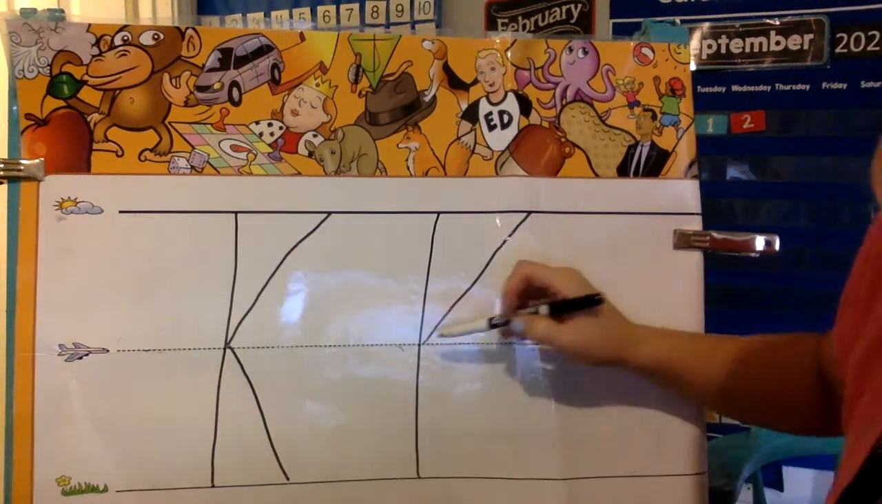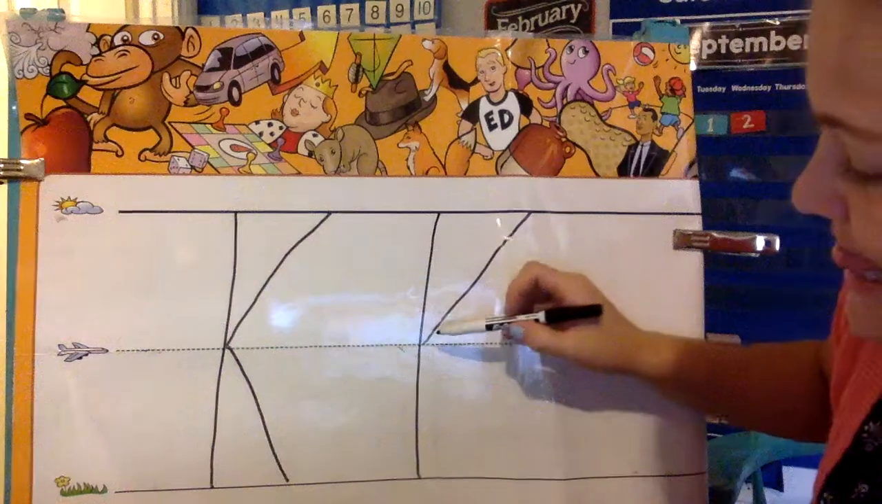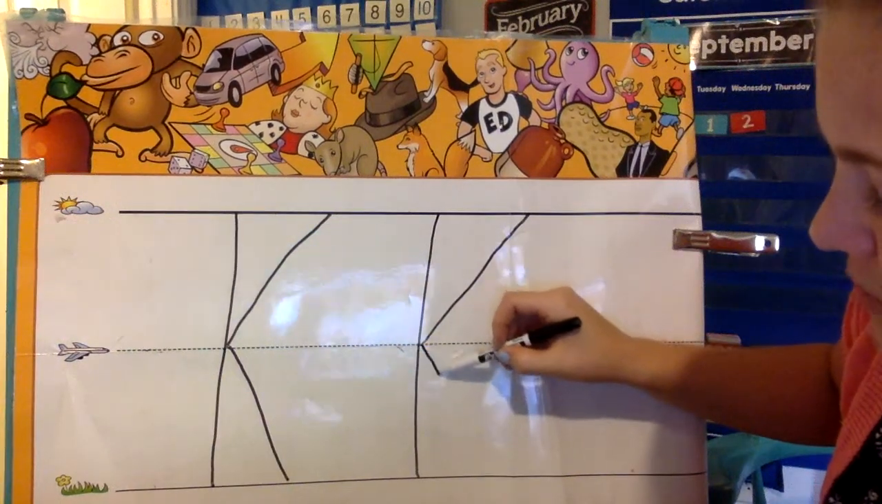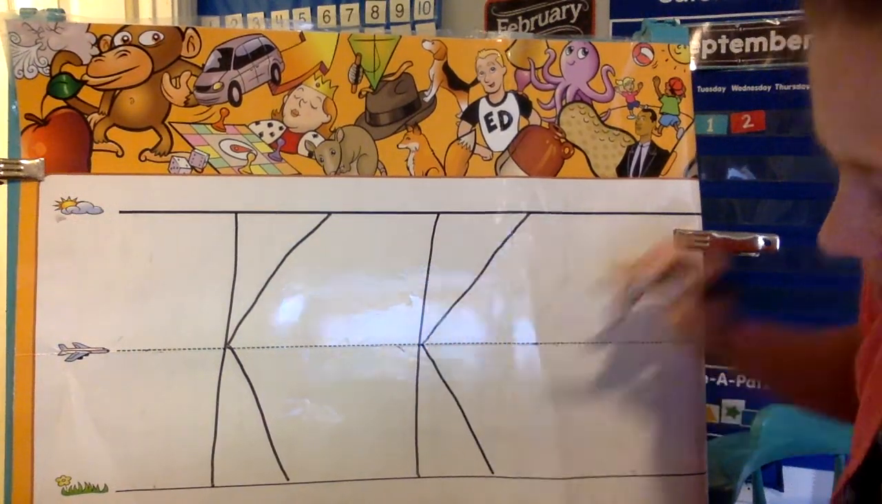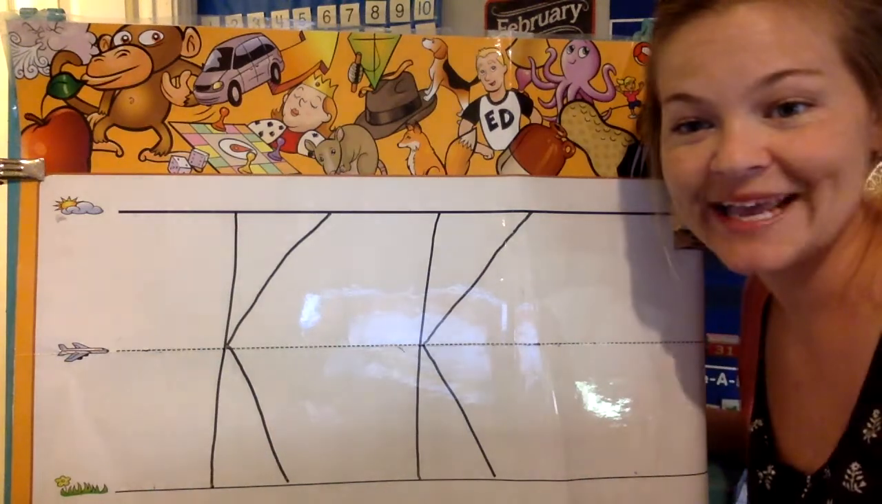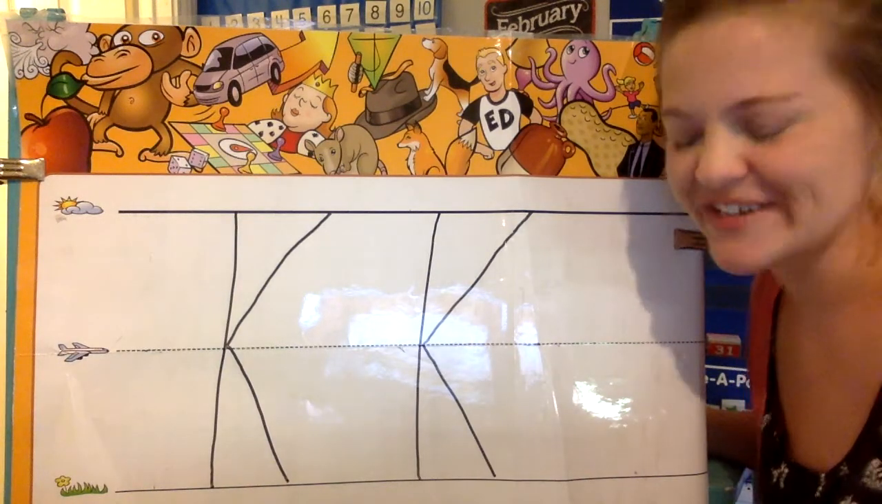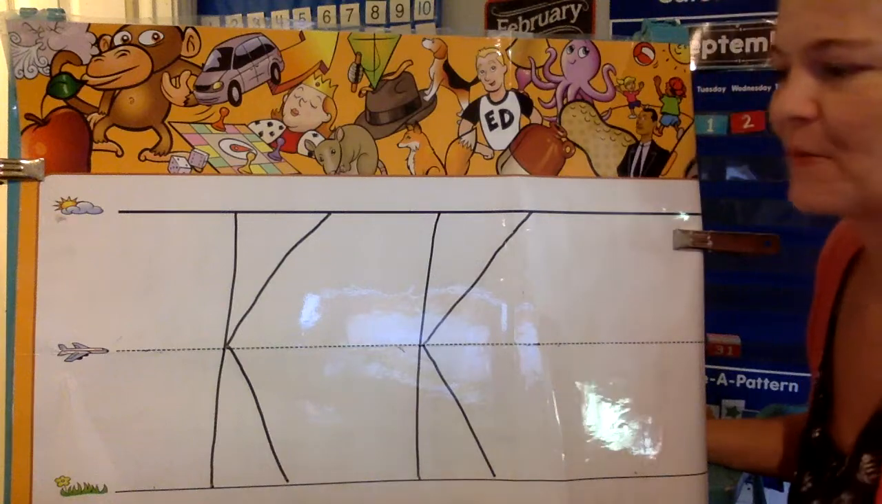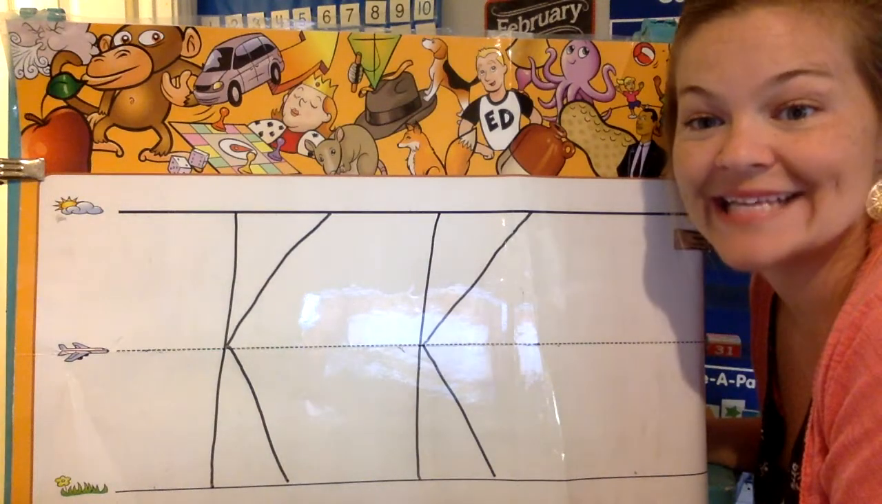Then, oops, I lifted my marker. Oopsies. Then slant forward to the grass line. And there is your uppercase K. This is tricky. Don't worry. We'll practice again tomorrow. Now let's practice some lowercase k.